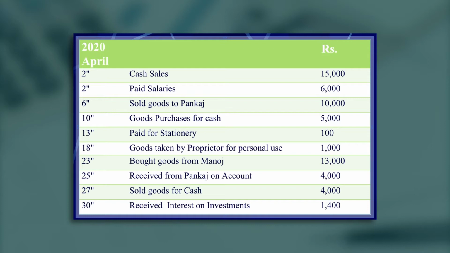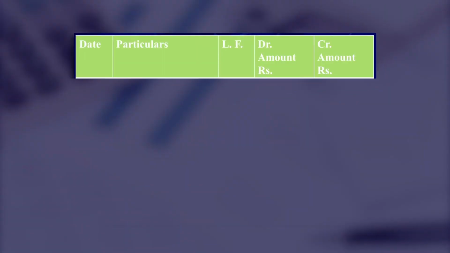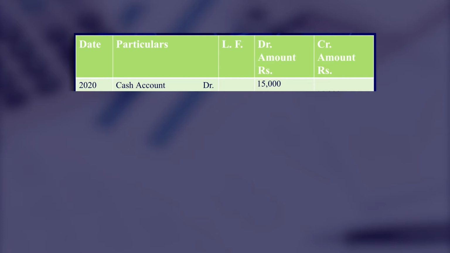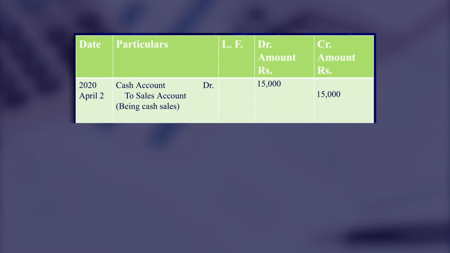In this transaction, 15,000 rupees are related to the cash sales. As we have already learned how to record transactions in the journal, in this journal entry, two accounts have been affected, cash account and sales account. Here, cash account comes under real account and sales, being a revenue, comes under nominal account.